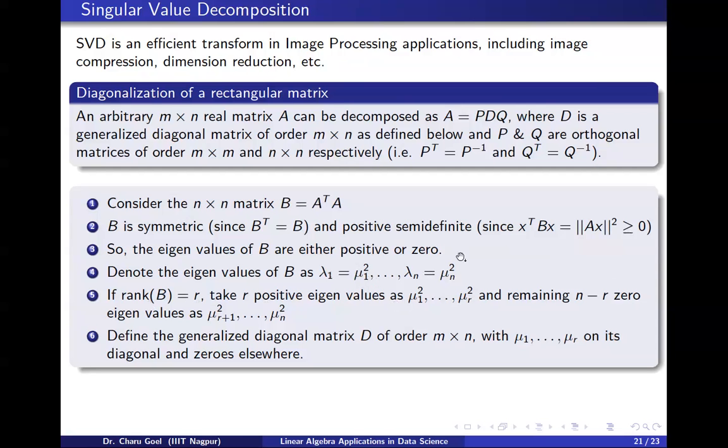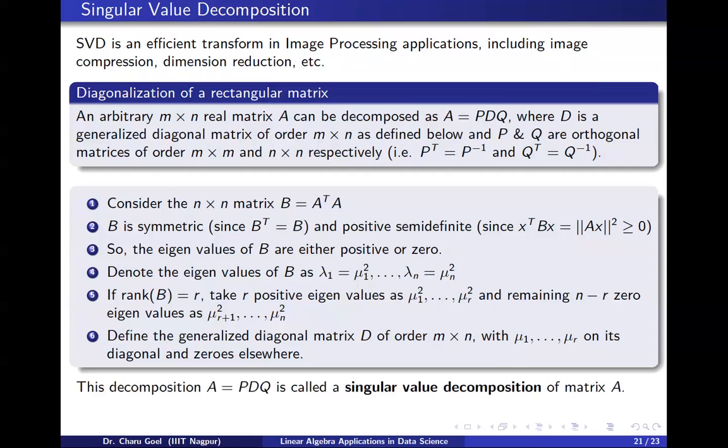So now we are ready to write our generalized diagonal matrix as mu 1 up to mu r as its first r diagonal entries and all the remaining zeros. So basically in the diagonalized matrix, we have eigenvalues on the diagonal and 0 everywhere else. Now r diagonal values are positive and the remaining ones are 0. So the same will be the entries of D. This decomposition of A as P times D times Q is called the singular value decomposition of a matrix A. And note that it is not unique, since we have just taken some ordering of the non-zero eigenvalues.